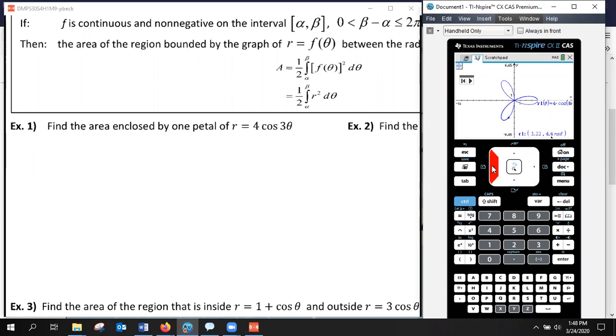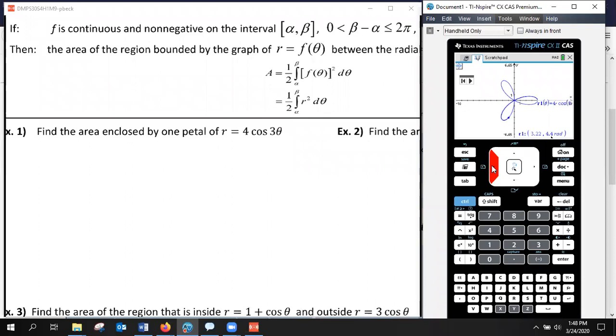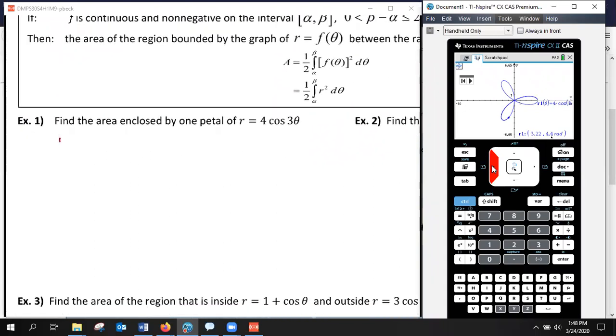Our goal is to find the area of one petal. So let me go ahead and sketch on this. Let's sketch the cosine curve. It's going to look something like this. Very badly drawn, and I'm sorry. So we have one petal here, and I'm going to focus primarily on this petal.